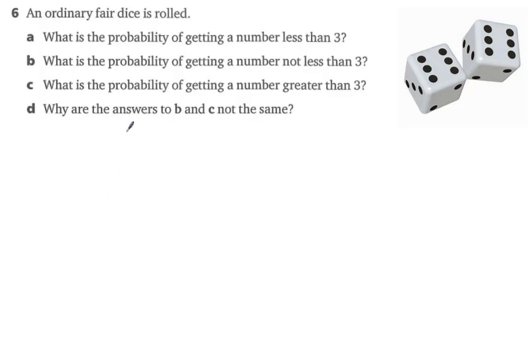An ordinary fair die is rolled. So this is an ordinary fair die. It has 6 sides, numbers from 1 to 6, and the probability that each one will occur is the same, 1 over 6. What is the probability of getting a number less than 3? All right, a number less than 3. Well, the probability of being less than 3, there are two numbers that are less than 3. It's the number 1 and the number 2. So 2 over 6, there are 6 total outcomes, which means it's 1 over 3.